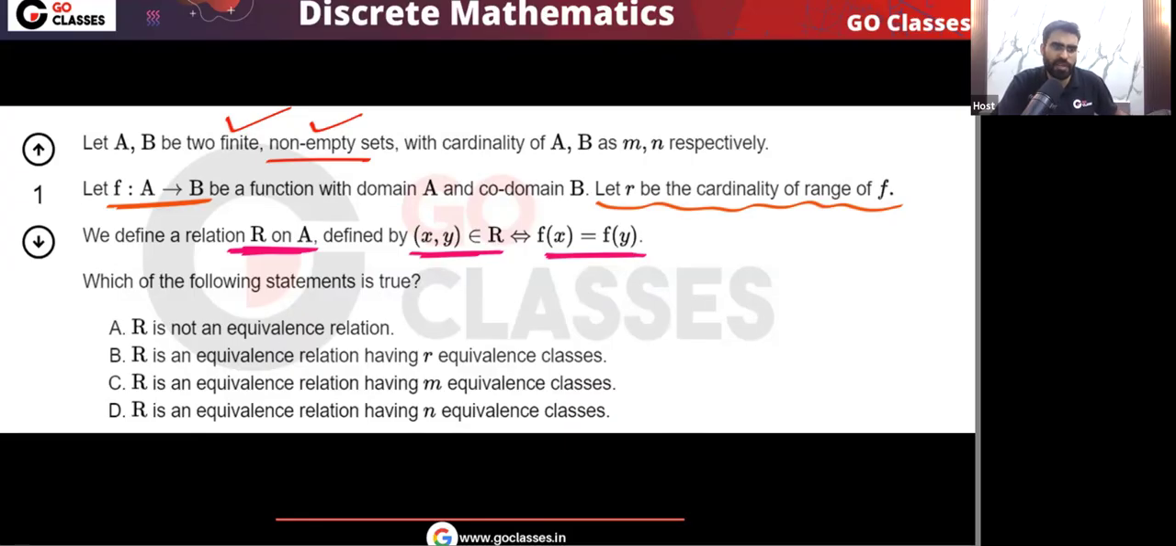Let's understand this question very clearly. What is the question saying? Remember, A and B are finite non-empty sets. Set A is given to you, set B is given to you. And f is a function from A to B.